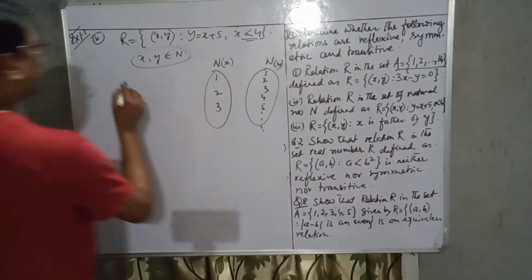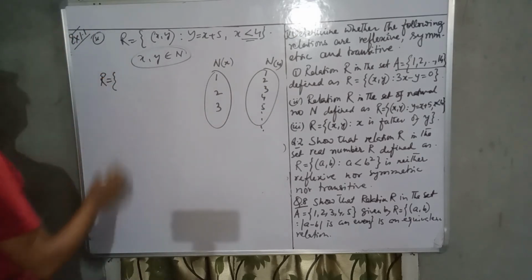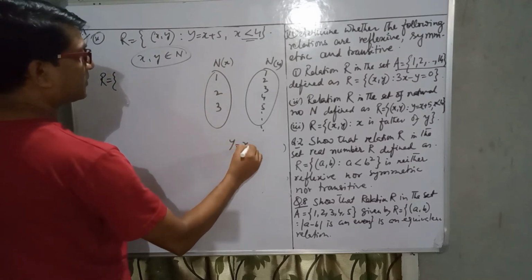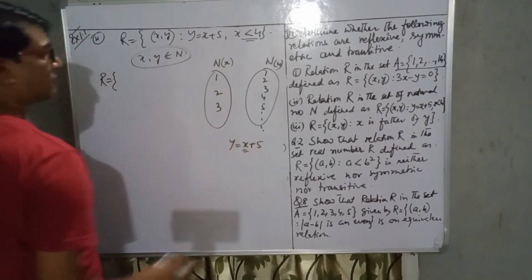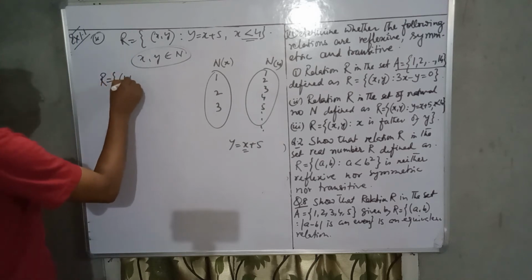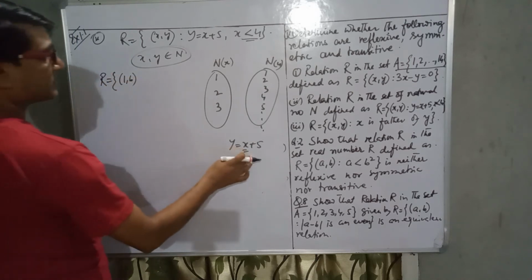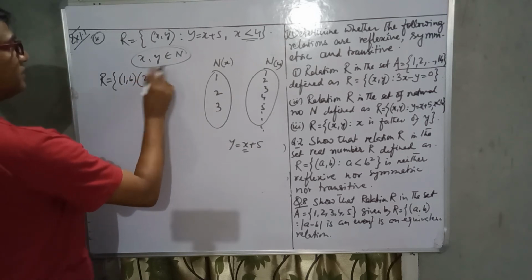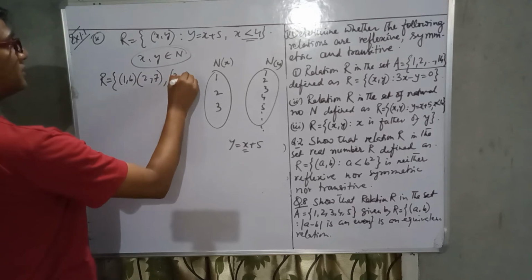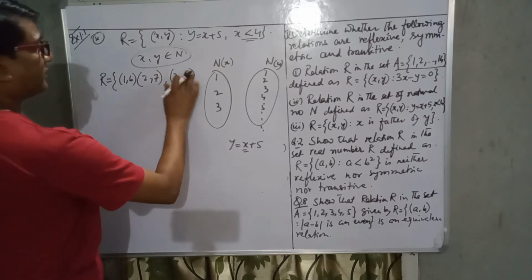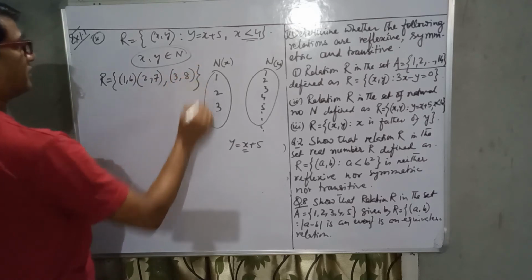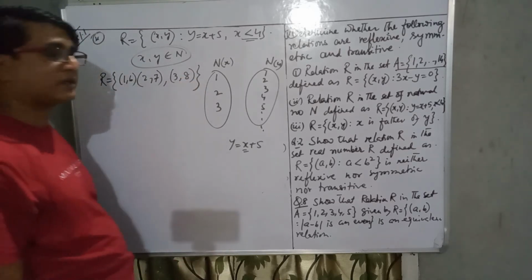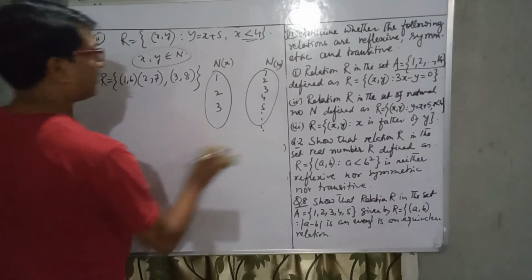Now see what the elements of the relation will be. R is equal to, if we write it in table form, what will we get? When x is equal to 1, the relation is y is equal to x plus 5. If we put x is equal to 1, y is equal to 1 plus 5, which is 6. So 1 comma 6. If we put x is equal to 2, we get 2 comma 7, then 3 comma 8. So 1 comma 6, 2 comma 7, 3 comma 8.